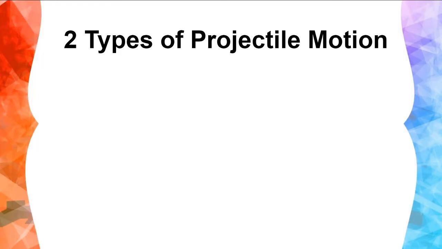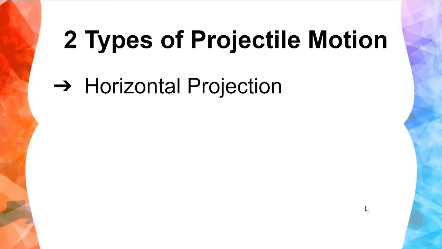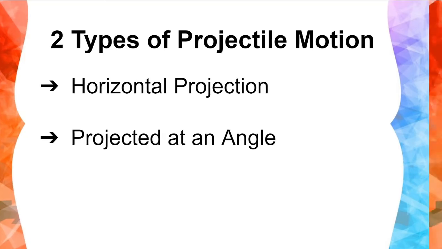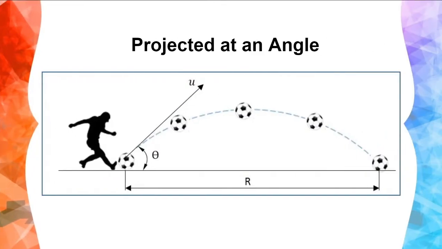Now, last week, we've already discussed the two types of projectile motion. So we have the horizontal projection and we have the projected at an angle. Last week din, nag-focus lang tayo sa horizontal projection. So for this week, we will be focusing on projected at an angle. So ano nga bang pinagkaiba ng horizontal projection at projected at an angle? So this is an example of projected at an angle.